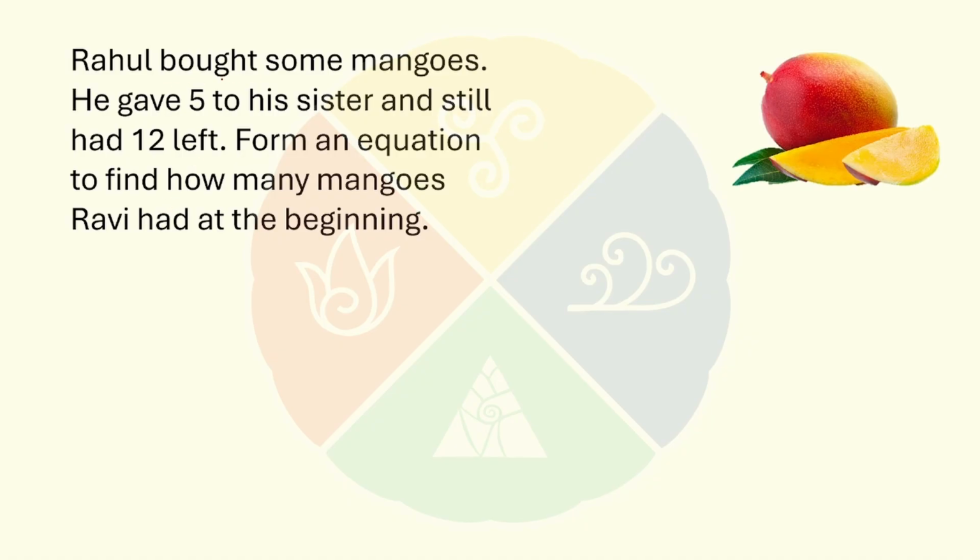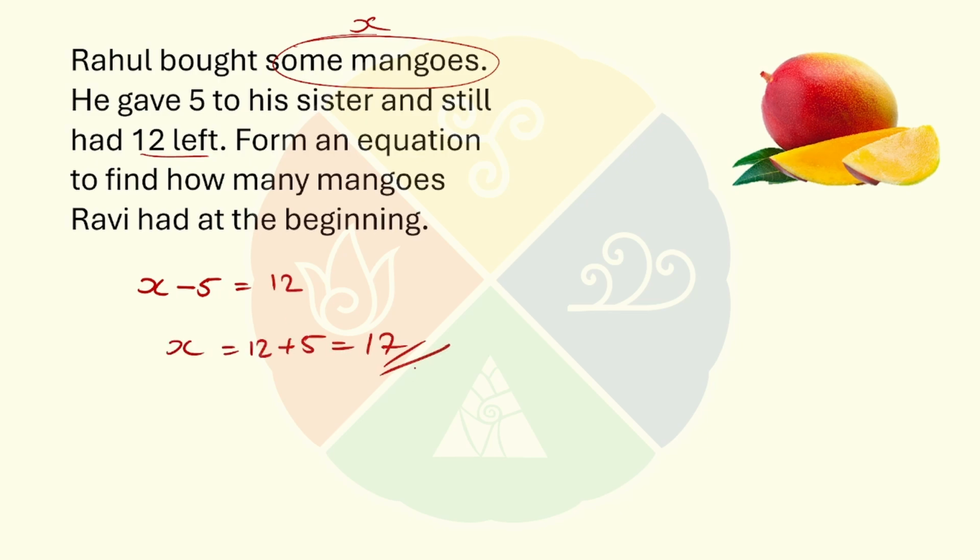Rahul bought some mangoes. He gave 5 to his sister and still has 12 left. Form an equation to find how many he bought. I don't know how many mangoes Rahul bought, so let's call it X. Rahul bought X mangoes. He gave 5 to his sister. Now he has 12. X is equal to 12 plus 5. Rahul bought 17 mangoes. Very easy.